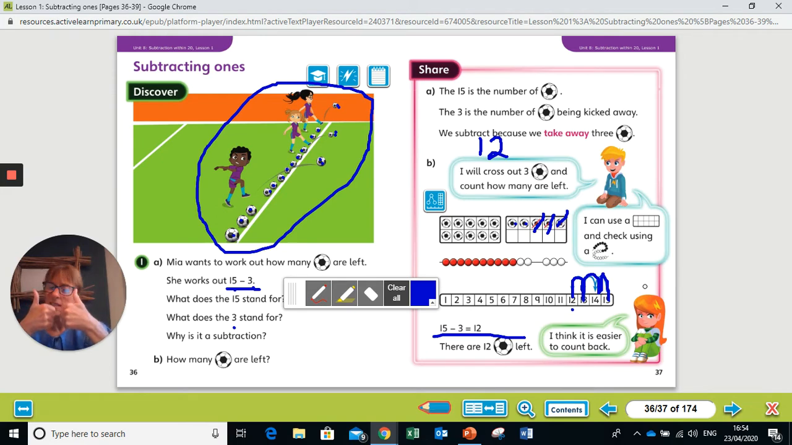I think it's the easiest. It didn't take us very long, did it, to do our counting backwards? We've just got to be very careful to count back carefully. Now I'm going to show you something.